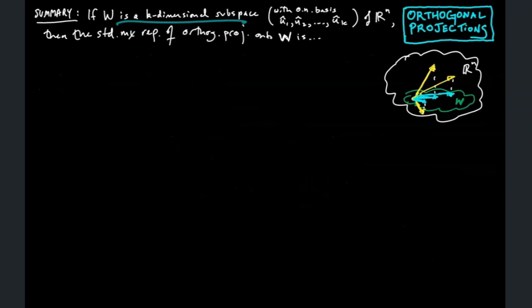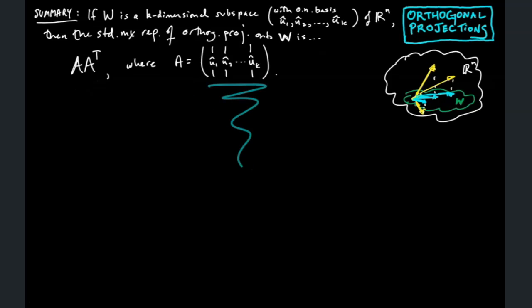If W is a k-dimensional subspace of Rn with orthonormal basis u1, u2, down to uk, then the standard matrix representation of orthogonal projection onto W is AA transpose, where A is the matrix whose columns are the vectors in that orthonormal basis. Notice, by the way, that this is not in general a square matrix, because each column has n components because it's a vector in Rn, but there are only k of them. So this is an n by k matrix. That's A. A transpose would therefore be a k by n matrix, and when you multiply the two together, you get an n by n matrix as expected.